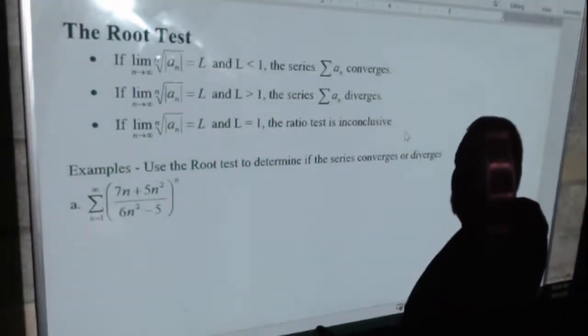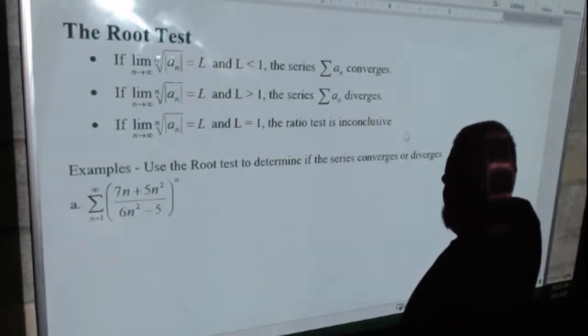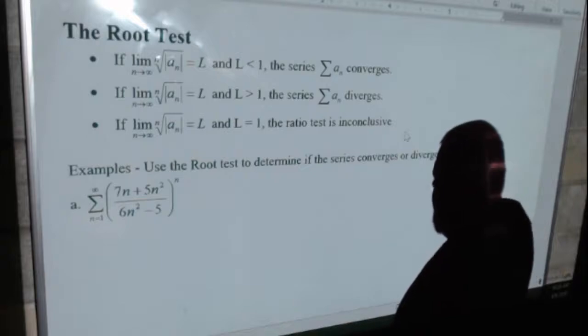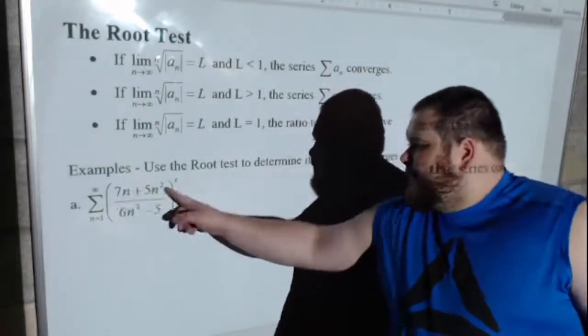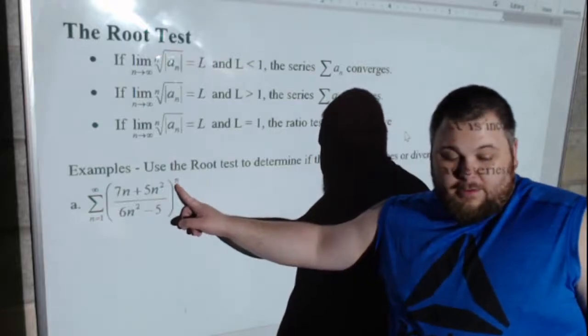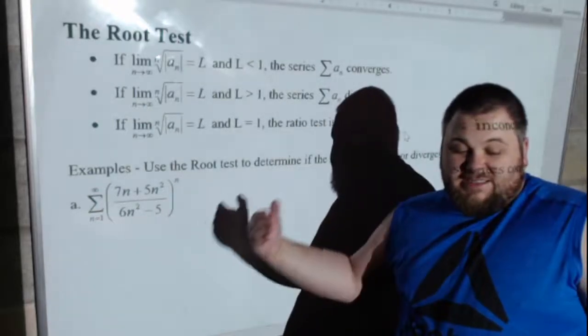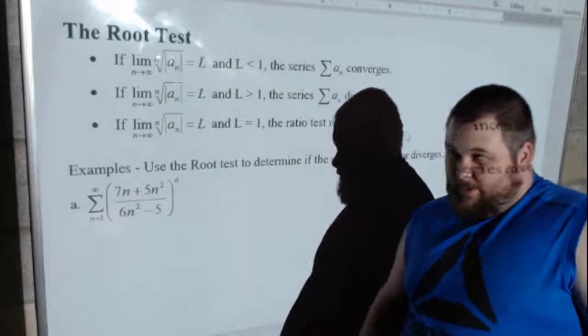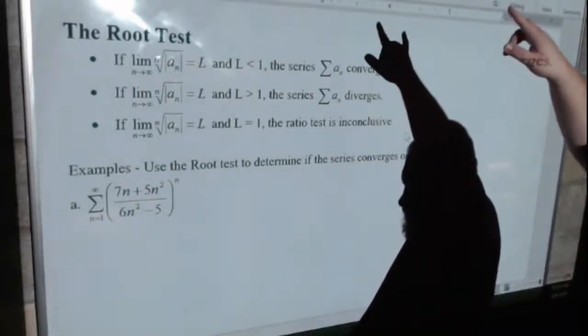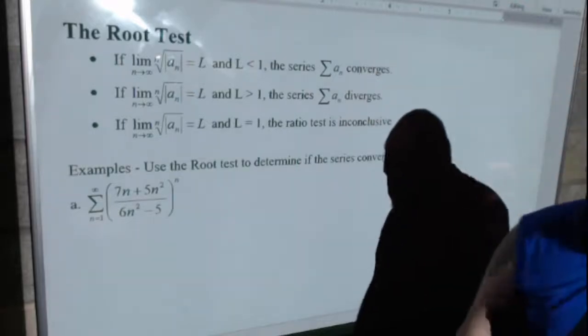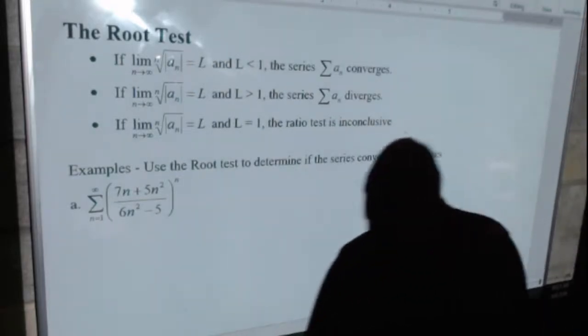So the ratio test was good to use when we have n factorials. The root test is going to be good to use when everything is to the power n. If there's something that is not already to the power n, we're going to have to use that log process that we did for the previous problem.